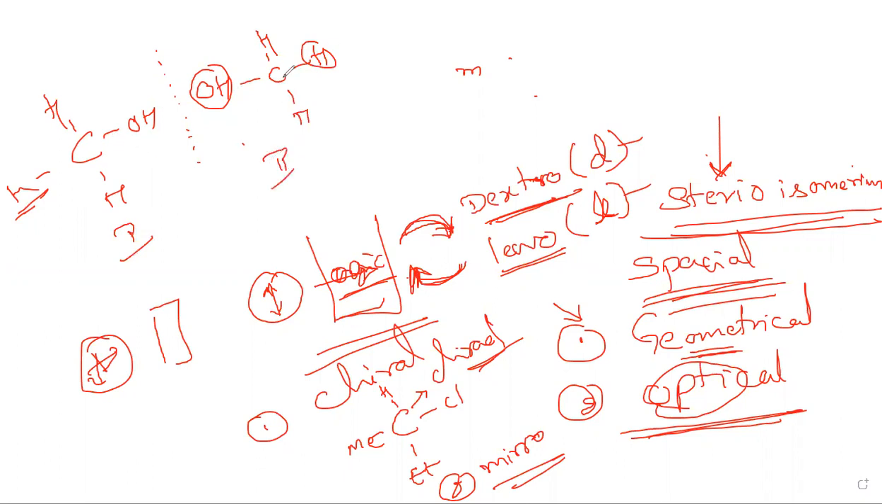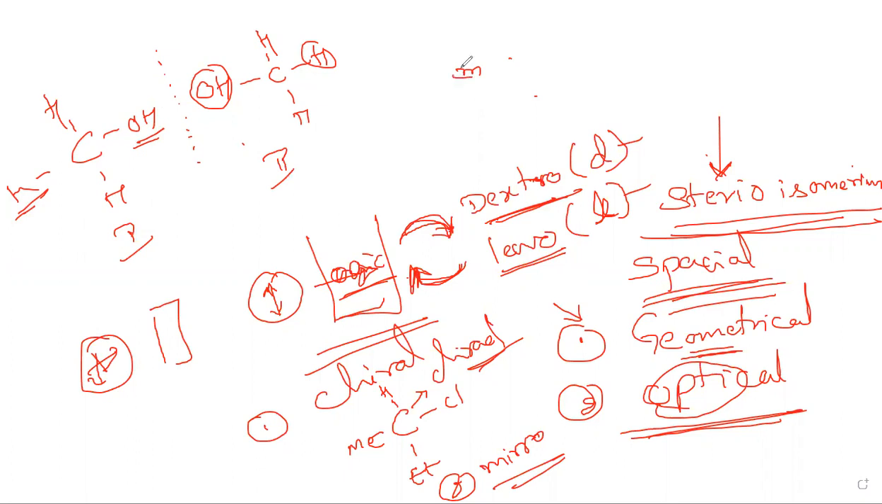So structure one and structure two. If we keep one carbon on the other carbon on one side, in the first structure OH will be on the right side, in the second structure OH will be on the left side. So these two are mirror images, but they are non-superimposable. So that is the difference between superimposable and non-superimposable.